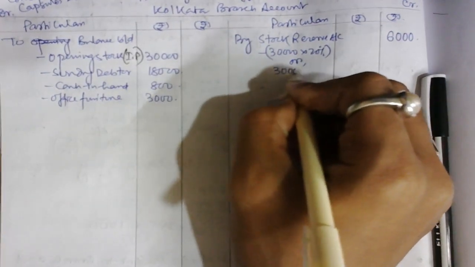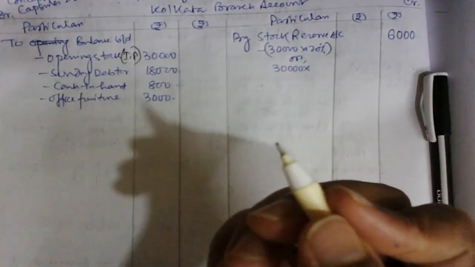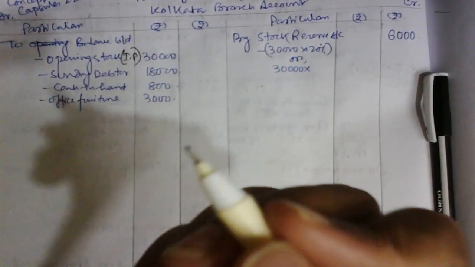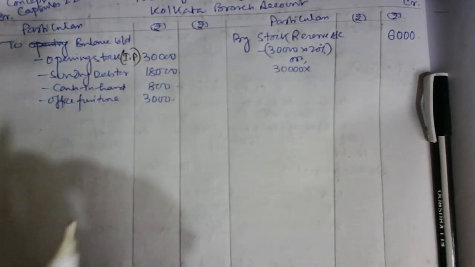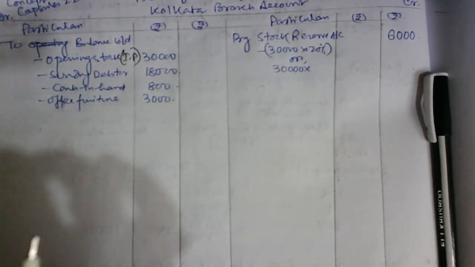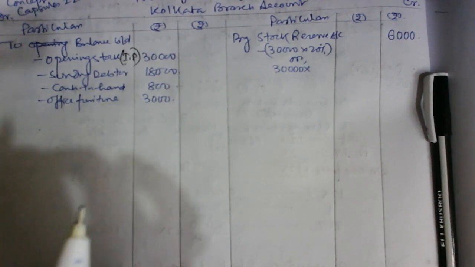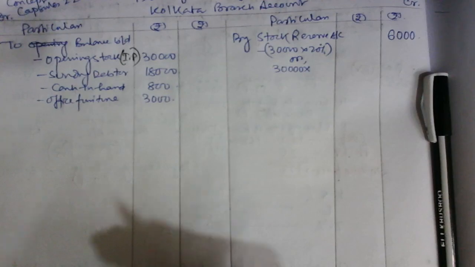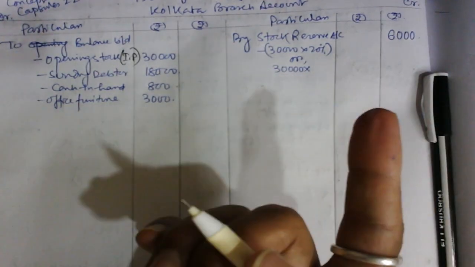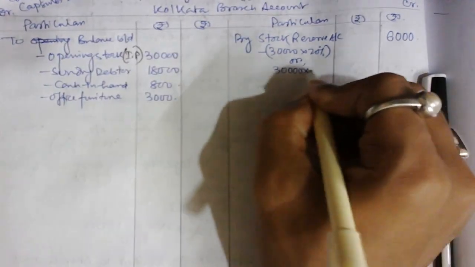30,000 is nothing but what, sir? Invoice price. And as in the given question, it is given that, sir, 20% profit on sale means 20% profit on the invoice price itself. So invoice price here it is 100, obviously. Then profit is 20, so cost price is 80. So this 30,000 is nothing but 100.